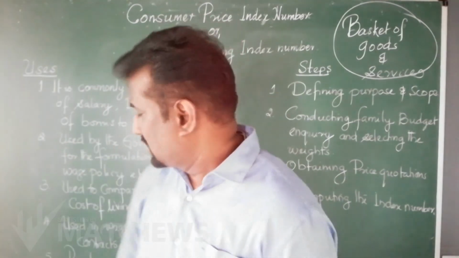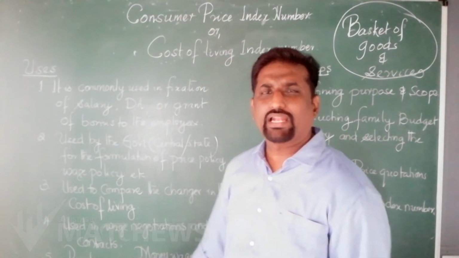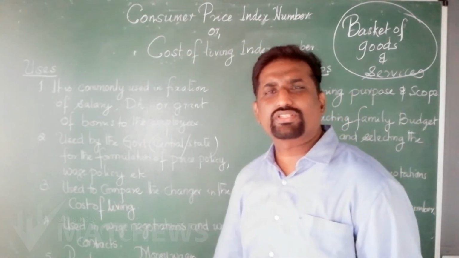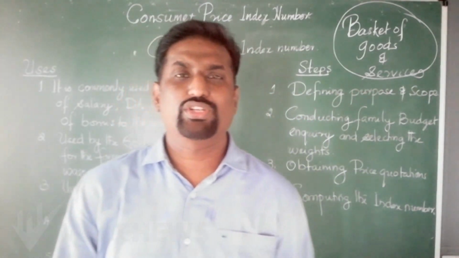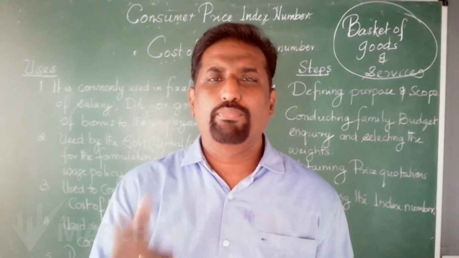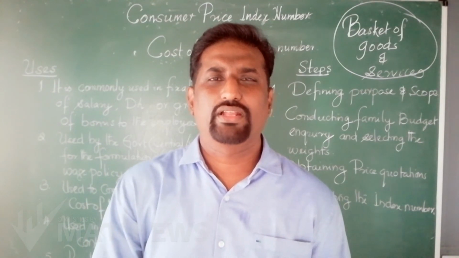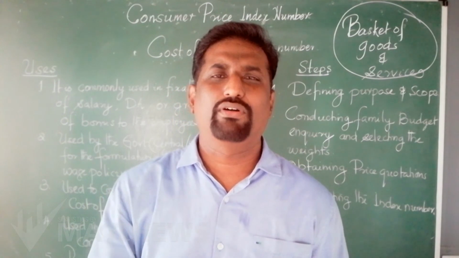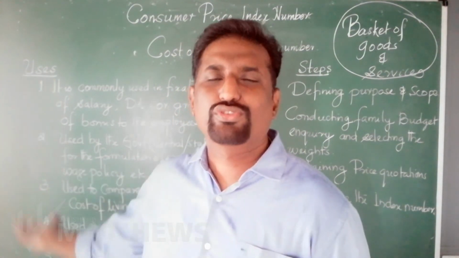Like that, we also calculate the real wages. The real wages are calculated using the money wages divided by the cost of living index, into 100. This is how we calculate the real wages, which is very helpful for understanding an employee and the income and expenditure of that particular employee. So for all that, students, we need to take the help of the consumer price index number. So these are the uses of index numbers.